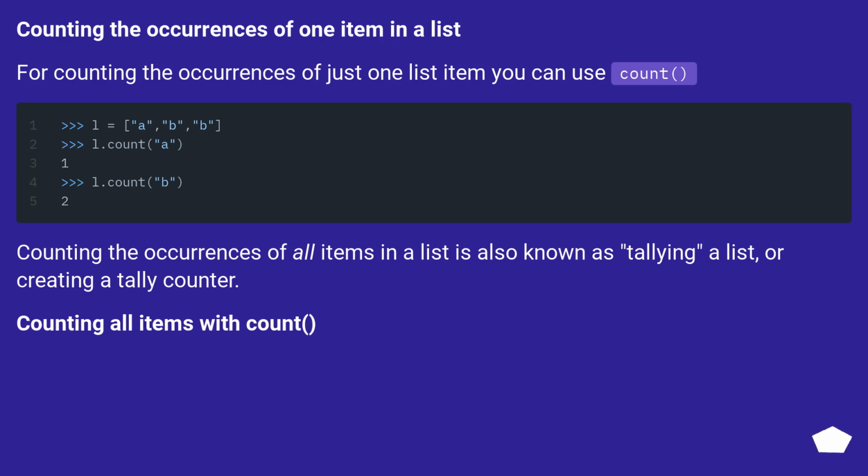Counting the occurrences of all items in a list is also known as tallying a list, or creating a tally counter. Counting all items with count.